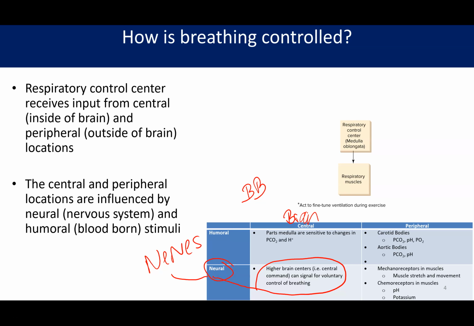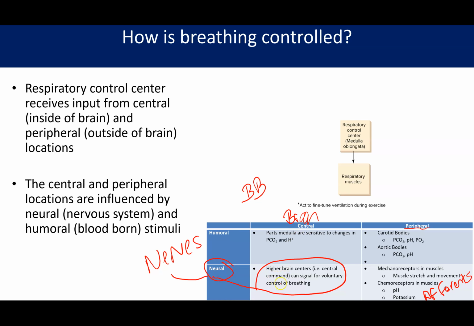Then we have these peripheral factors, stuff outside of the brain. So peripheral humoral would be your carotid bodies, aortic bodies. These aortic and carotid bodies monitor PCO2 and pH in the blood. Then you can have peripheral neural factors. These are actually going to be more of the muscle afferents, like your type 3-4 afferents, where the muscle afferents, these sensory organs, are relaying information back to the brain.